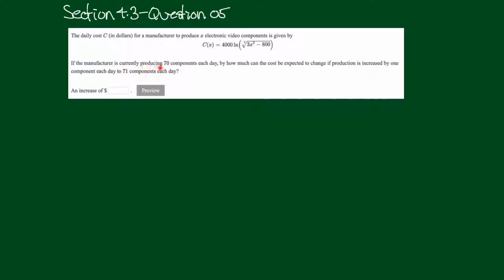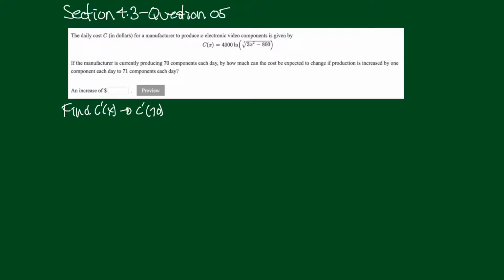So here's what we want to know. If we currently produce 70 components each day, by how much can the cost be expected to change if production is increased by 1 component each day to 71? All right, so we're going to increase by 1. We know that's a marginal. This is going to be the marginal cost, and that's just the derivative. So what we need to do here is to find C prime of x, and then particularly we need to find C prime of 70.